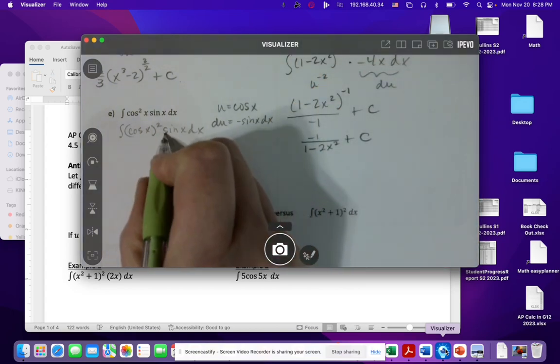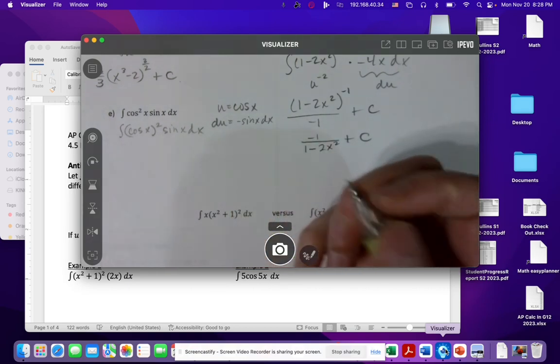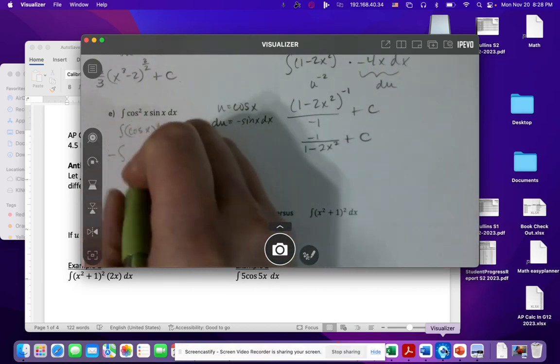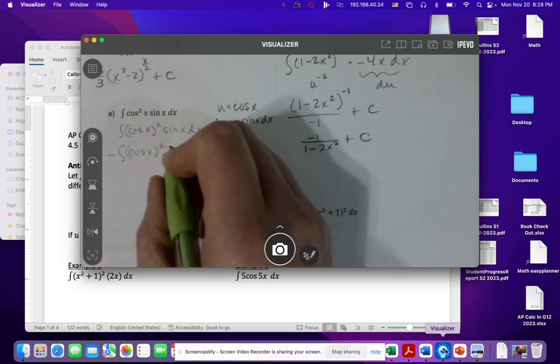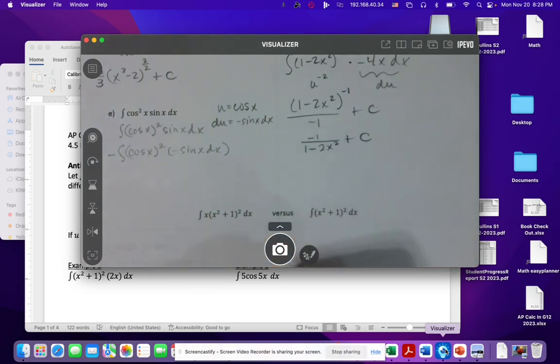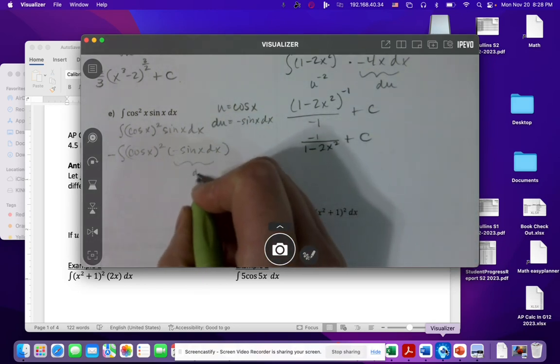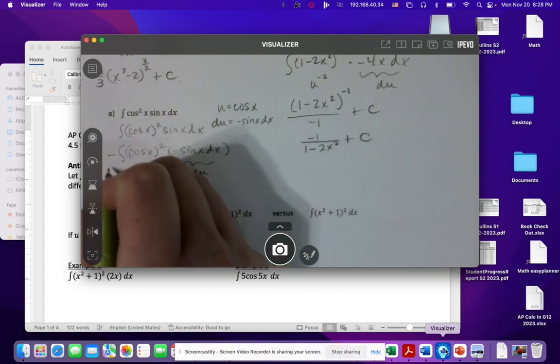So if I want to multiply a negative in here, I'd have to multiply actually 2 negatives because 2 negatives make a positive. So we'll put a negative out in front. And then we have cosine x squared. And then we have a negative sine x dx. Okay, so this is going to be our du, and this is going to be u squared, and we have a negative out in front.